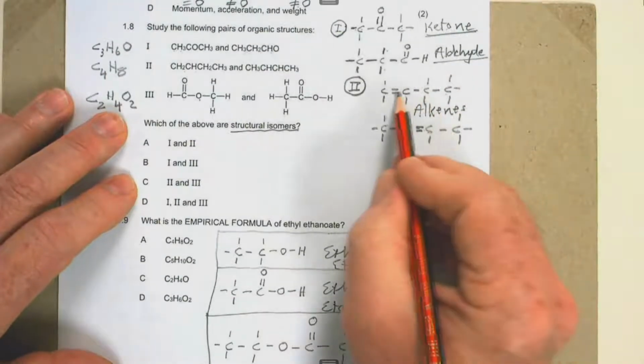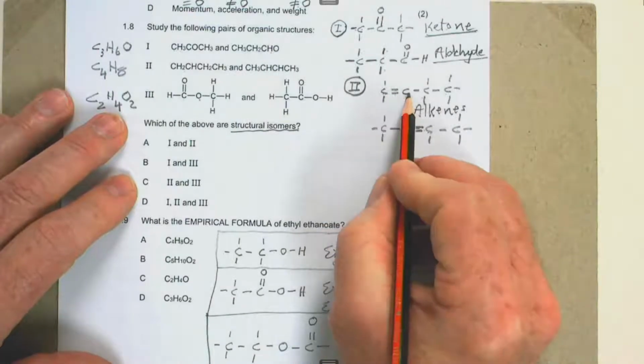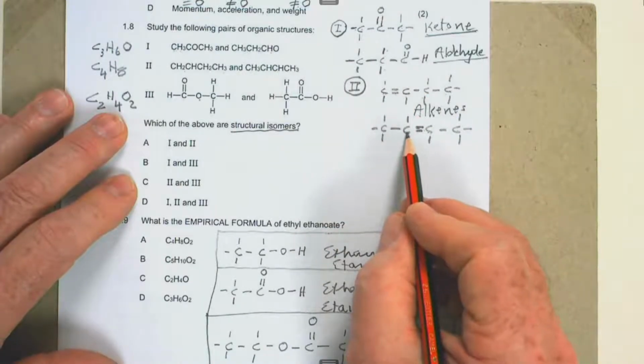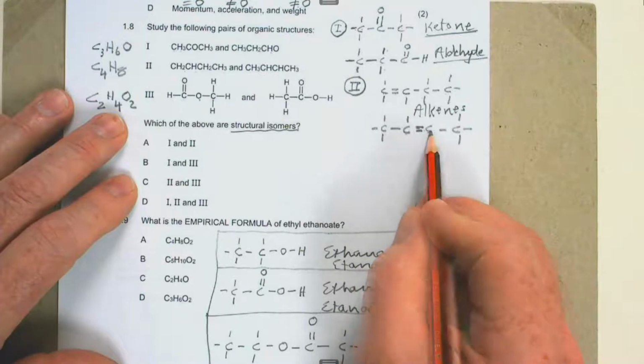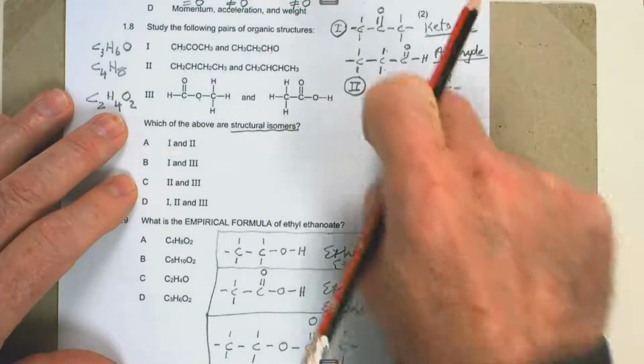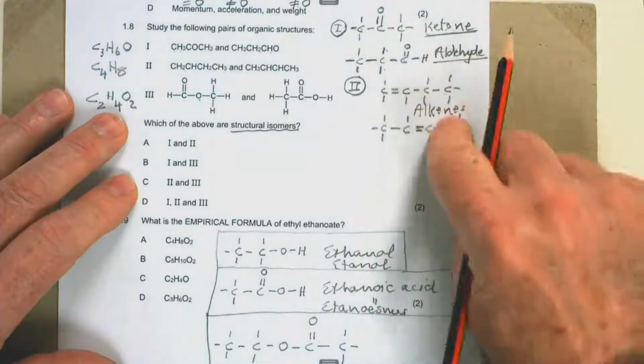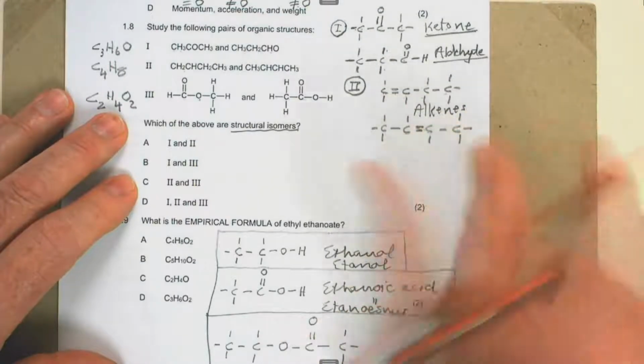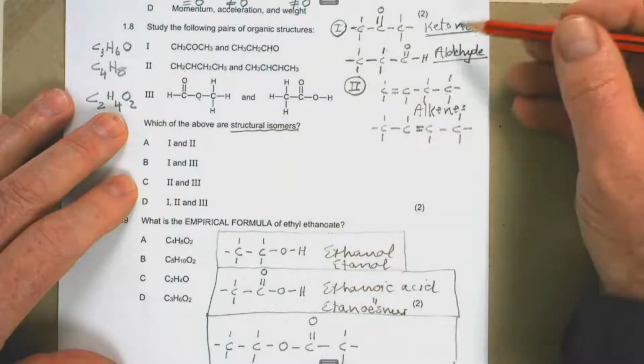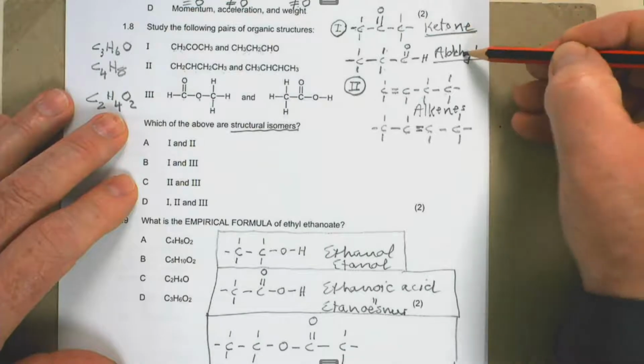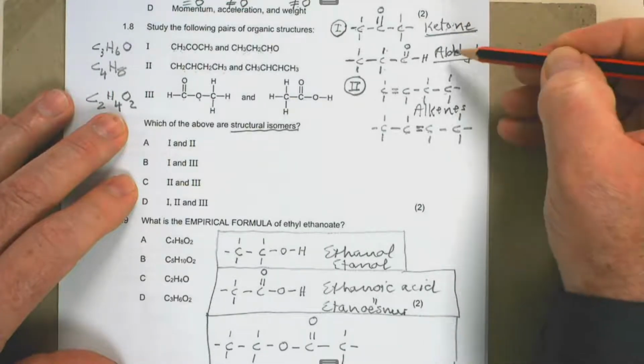In the case of this one, the double bond sits between carbon 1 and 2, and in this case, it sits between carbons 2 and 3. So it's the same functional group, but the double bond sits at a different place. There you have different functional groups. You have the ketones here, and you have the aldehydes there.